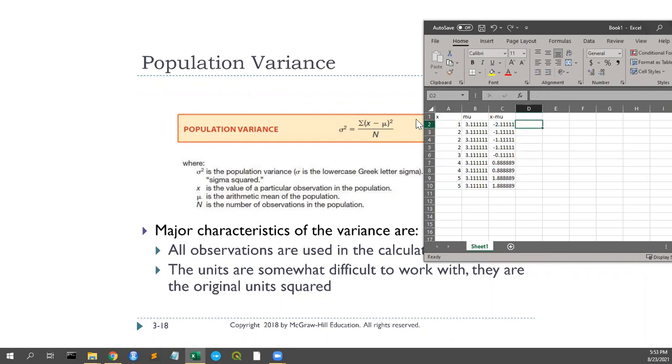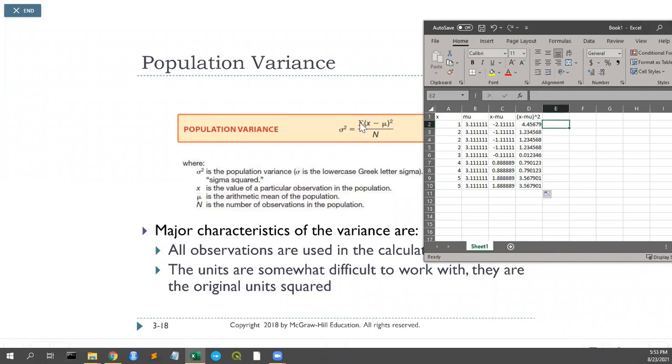So now the formula says x minus mu squared. So now what I'm going to do is, I've already done x minus mu, I need to take this and square it. So let me go do that for each one of them. Right. So now these are all of the squared terms.